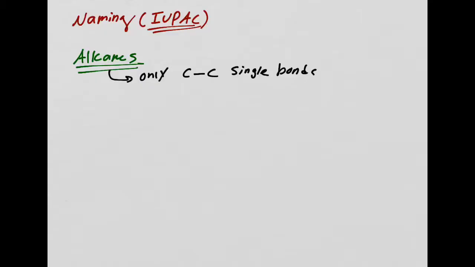Now, the first one we're going to go over, of course, is alkanes. So that's the one where all the carbons have carbon-carbon single bonds. A couple things about alkanes to know. Again, you only have carbon-carbon single bonds. Alkane is when we have carbon-carbon single bonds.